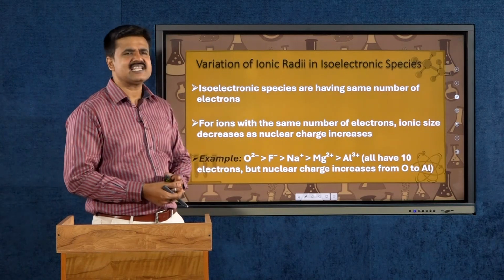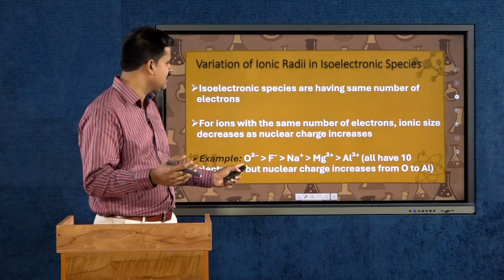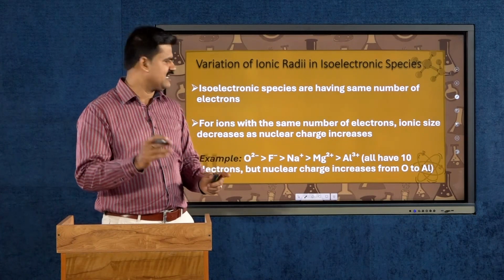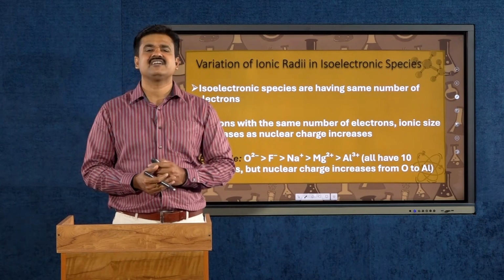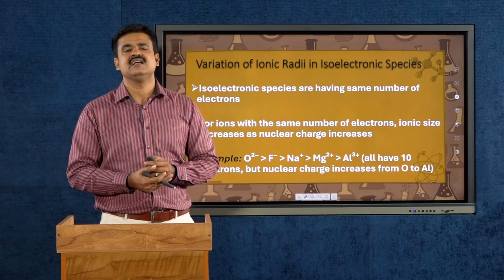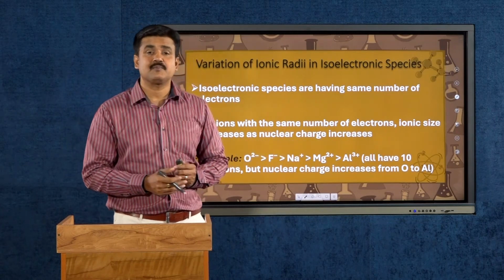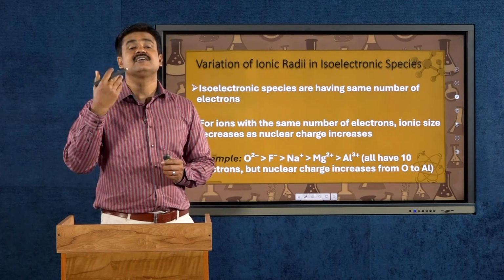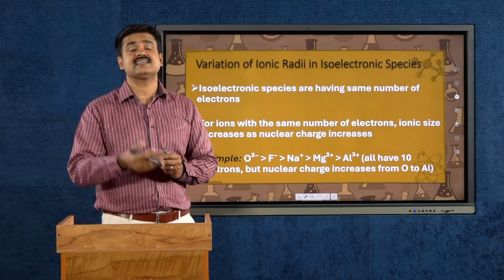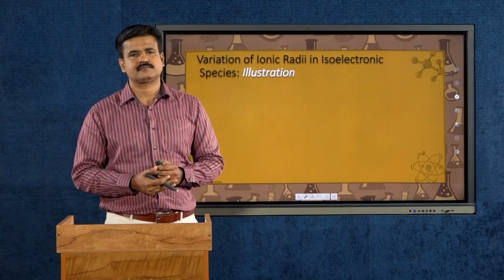O2- has 8 + 2 electrons, since oxygen has atomic number 8, so the total is 10. F- also has 10 electrons. Na+ has 10 electrons. So all these species have 10 electrons, and you can consider them isoelectronic species. The size is least for Al3+ because it is a positively charged species associated with a high nuclear charge. As the nuclear charge increases, there is a decrease in size.